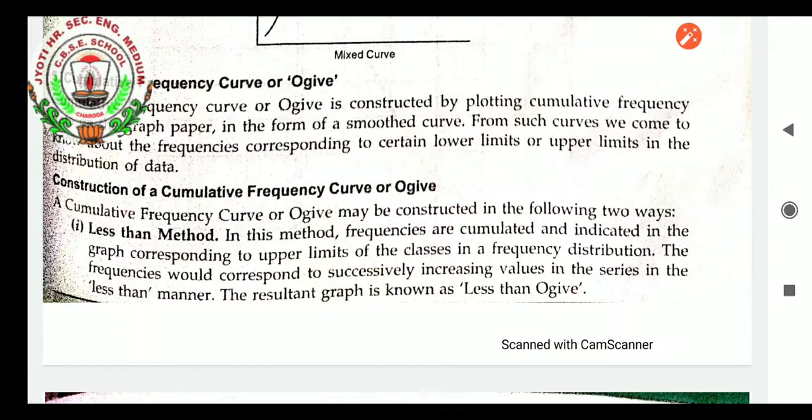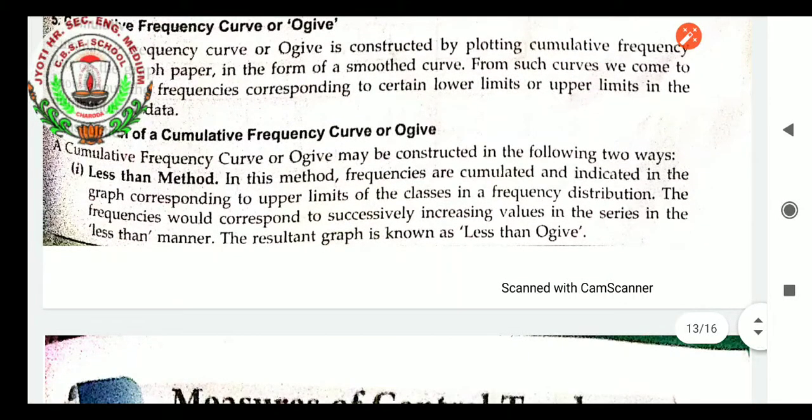Construction of a cumulative frequency curve or ogive. It may be constructed in the following two ways. Less than method. In this method, frequencies are accumulated and indicated in the graph corresponding to the upper limit of the classes in a frequency distribution. The frequencies would correspond to successively increasing values in the series in the less than manner. The resultant graph is known as the less than ogive.